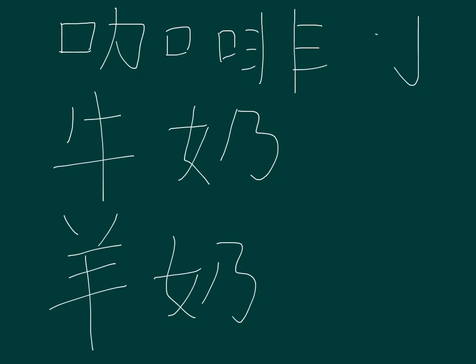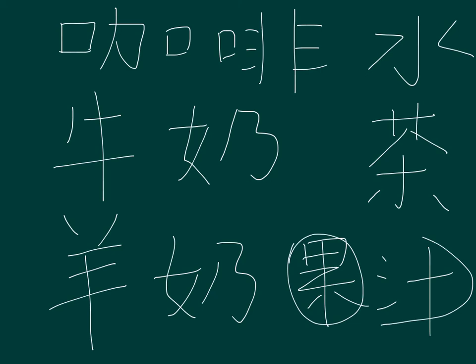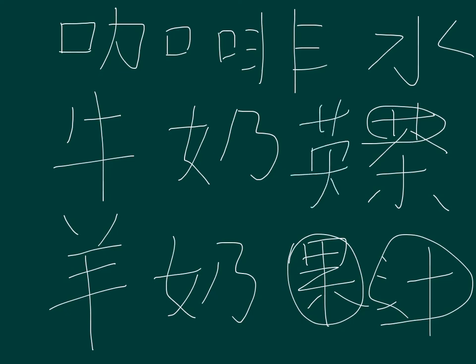And we also have 水, 茶, 果汁. This 果 means fruit, 汁 juice. 茶, what's the radical on the top? Yes, grass radical. We saw it in the 英国人, 英.